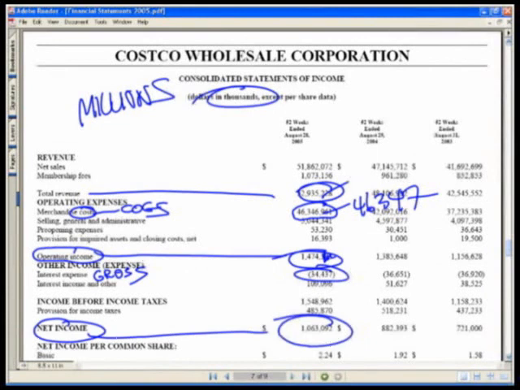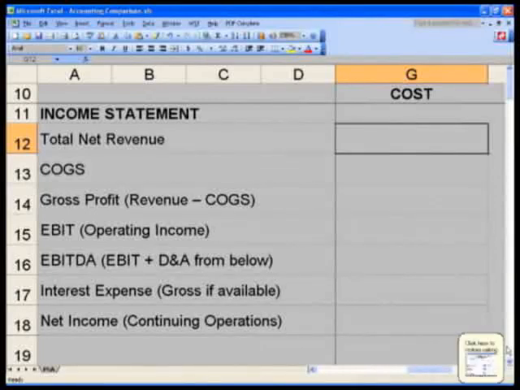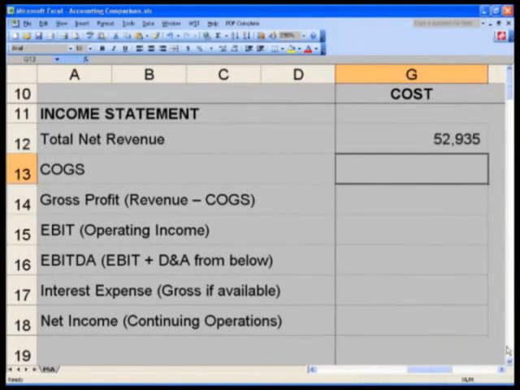Interest expense, they gave you the gross amount. Do not net it out. We asked for gross interest. You put in 34 is sufficient. Net income, they did not have any discontinued here. Net income is simply 1063.